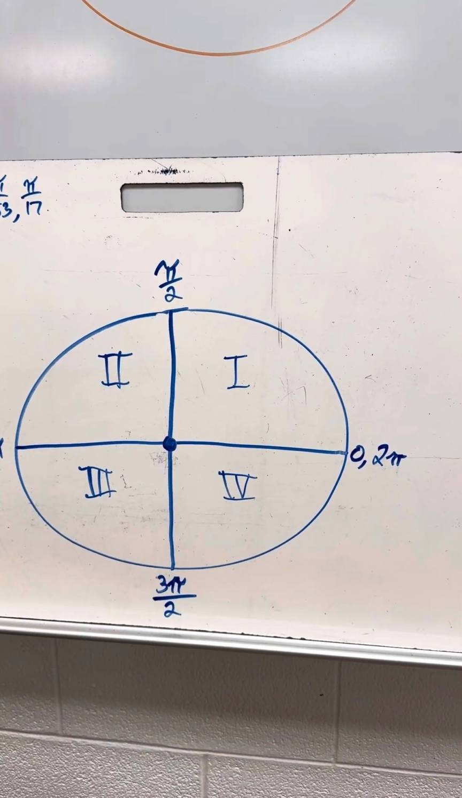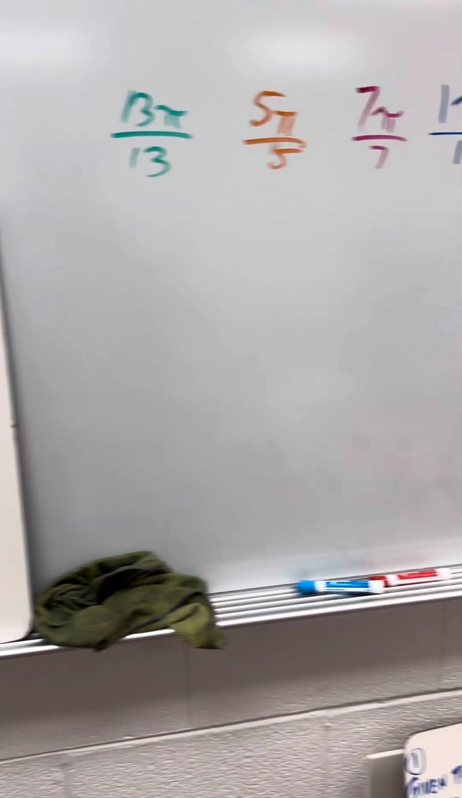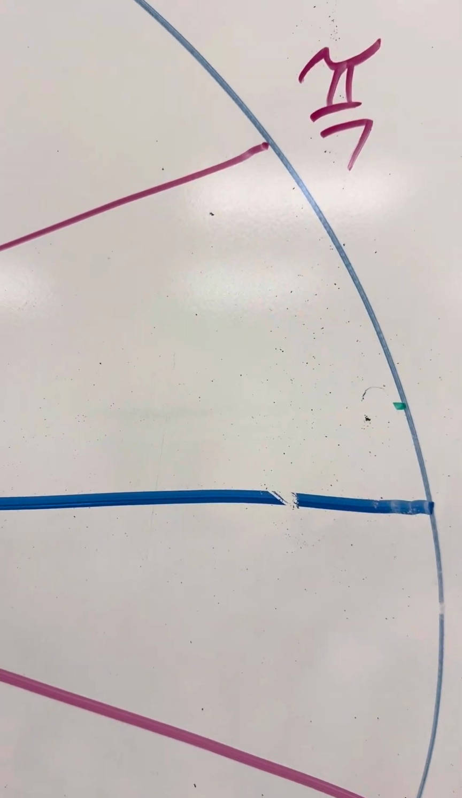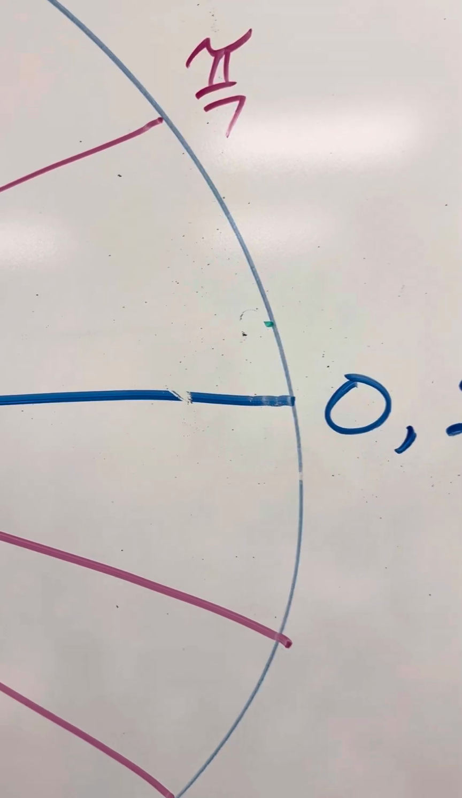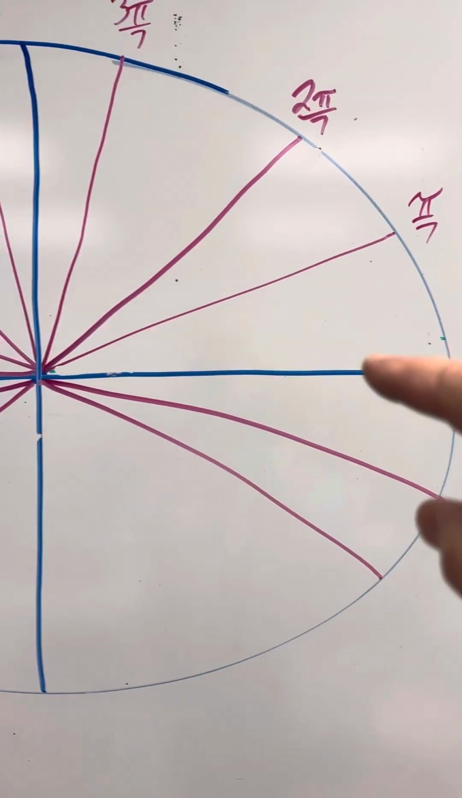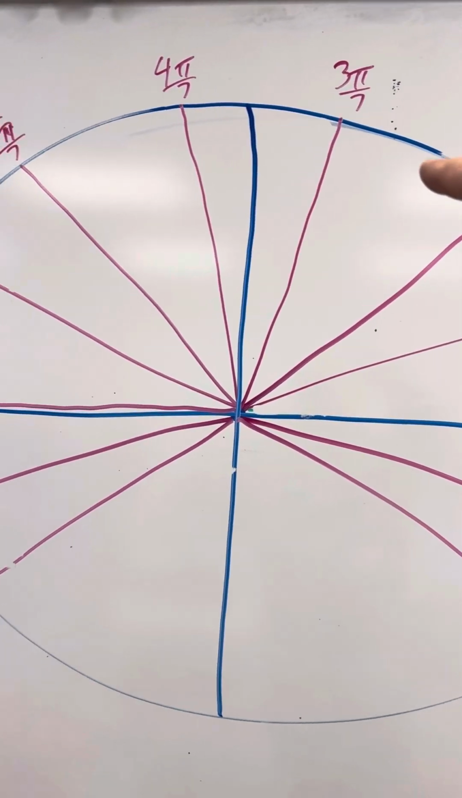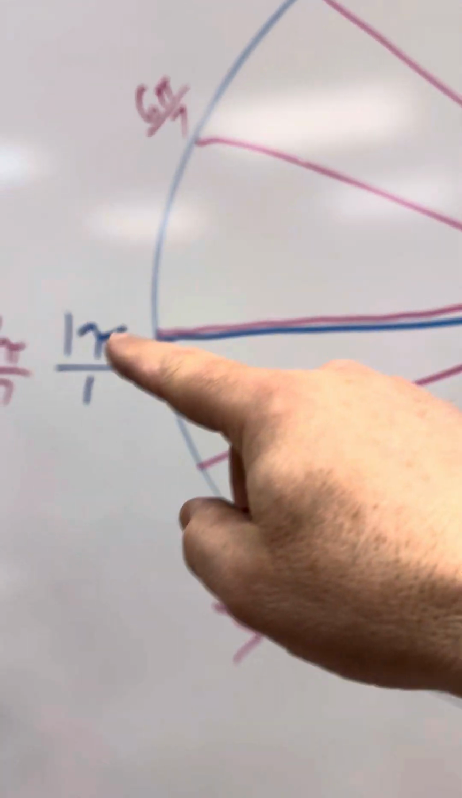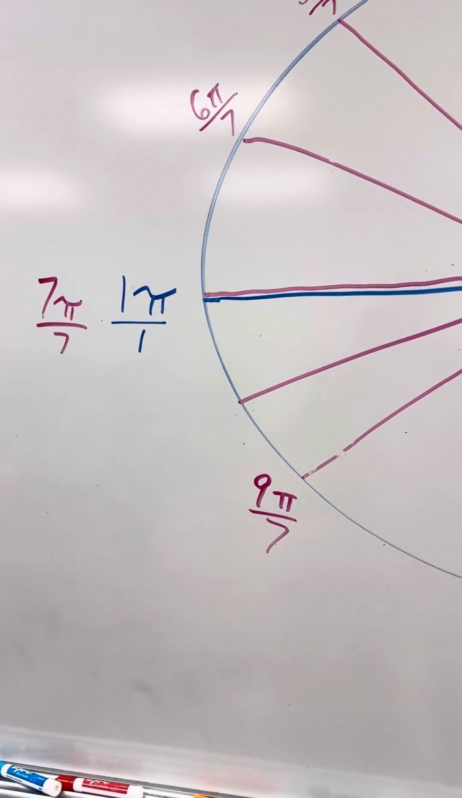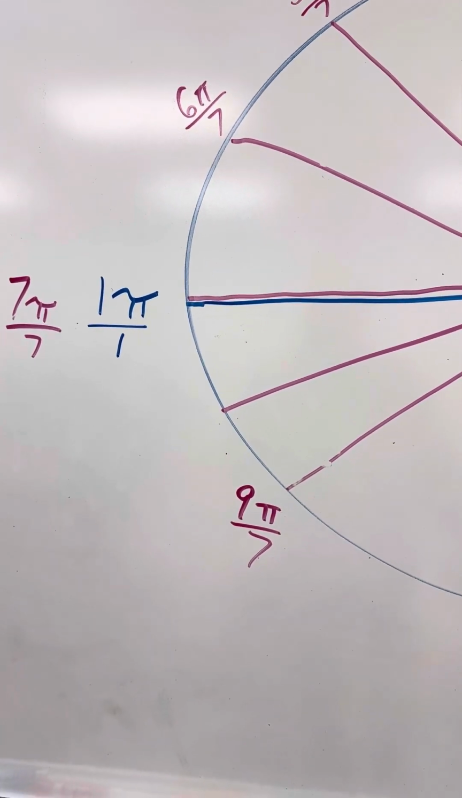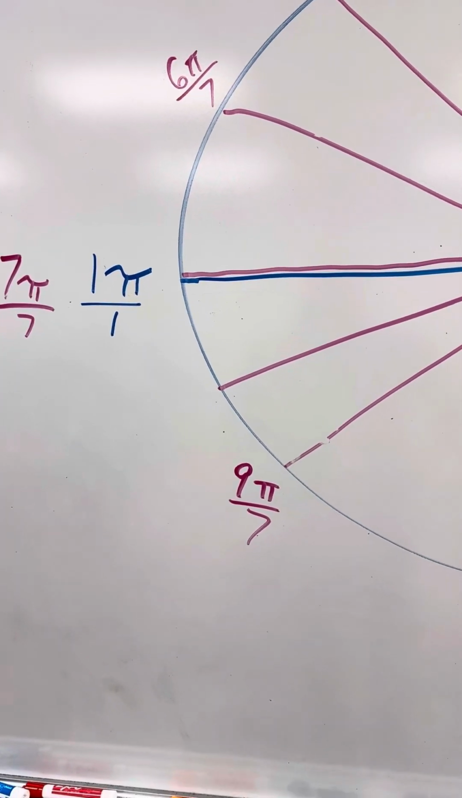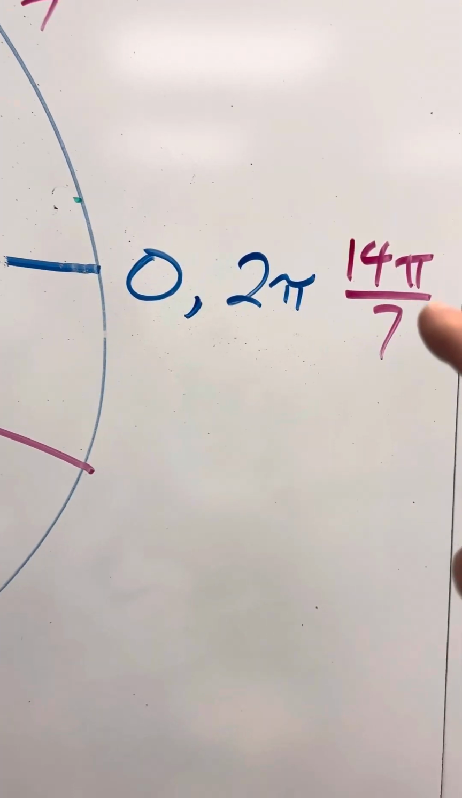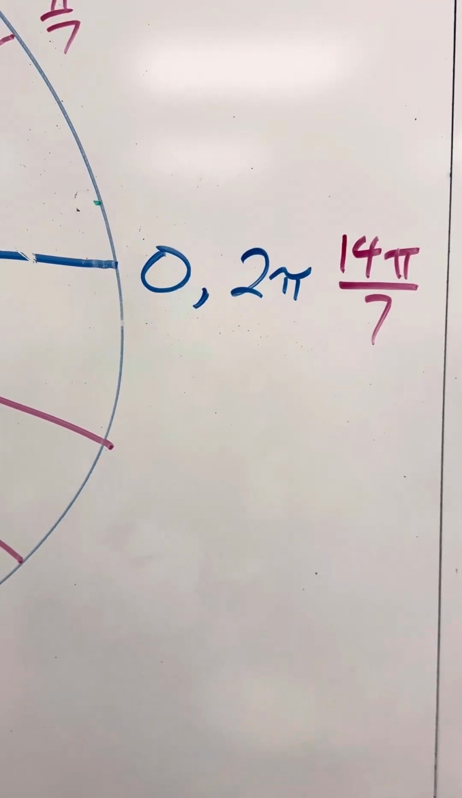That being said, let's say I talk about pi over 7. If this is 0, you have pi over 7, 2 pi over 7, 3 pi over 7, 4 pi over 7, 5 pi over 7, 6 pi over 7, 7 pi over 7. 7 pi over 7 is the same as 1 pi, which goes all the way to 14 pi over 7.